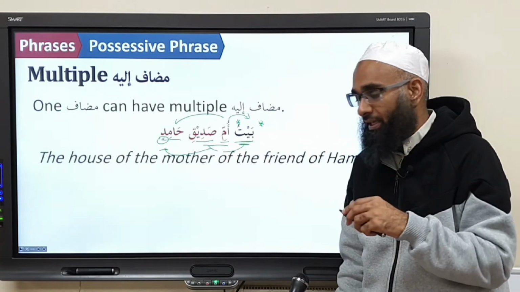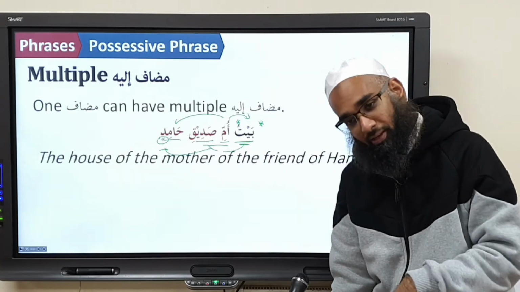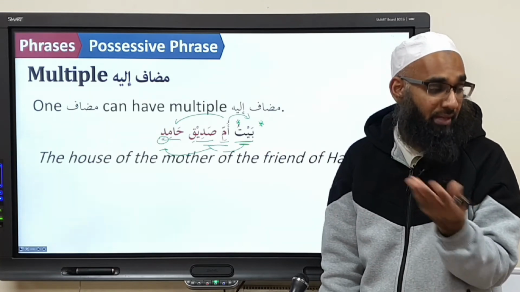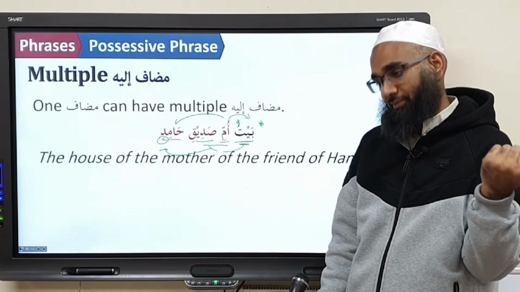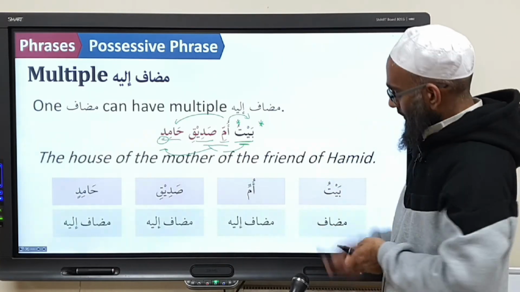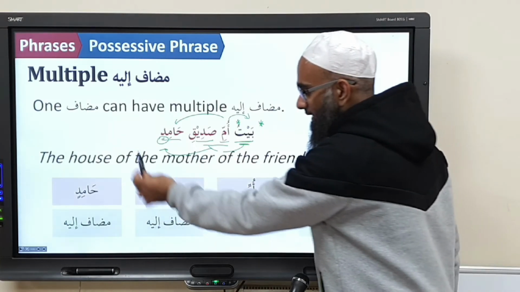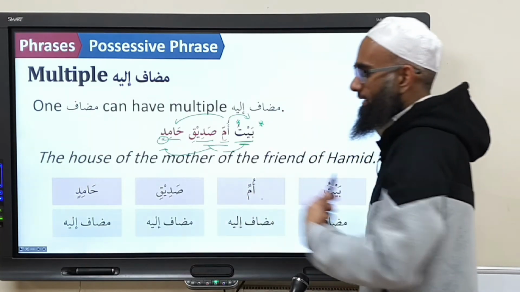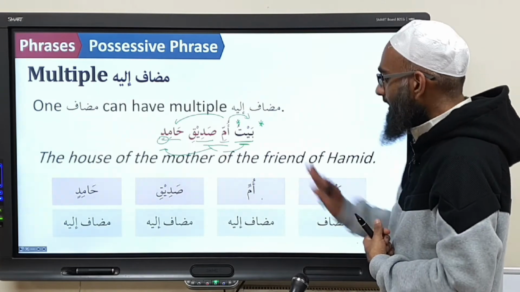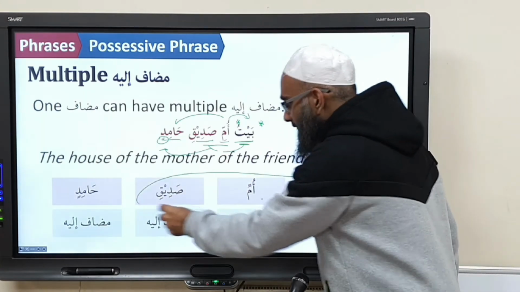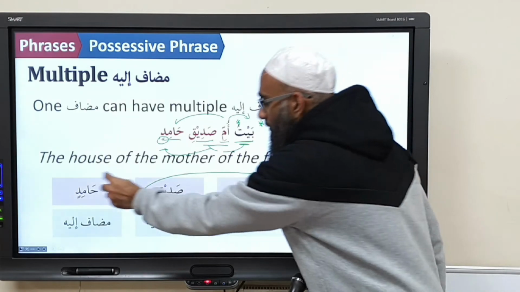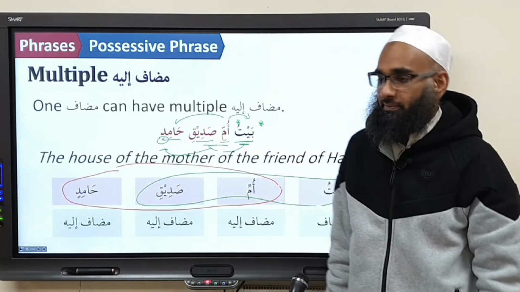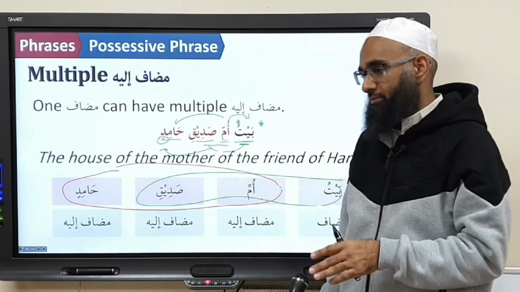So the middle mudaf ilayhs don't have alif lam or tanween, and nor do they follow the i'rab. They have what? The majroor. You understand? So baytu ummi sadiqi hamidin. So bayt is mudaf, then mudaf ilayh, mudaf ilayh, mudaf ilayh. And the middle ones, this has no alif lam or tanween, and these also don't have alif lam or tanween. They follow this one. And he's majroor, so they say, oh, we also will do it. We don't want to follow that rule as well, so they become worse. So the middle mudaf ilayhs are always the naughtiest.